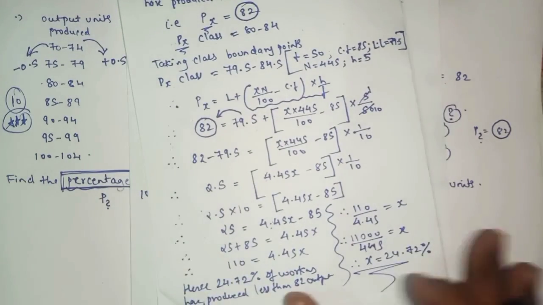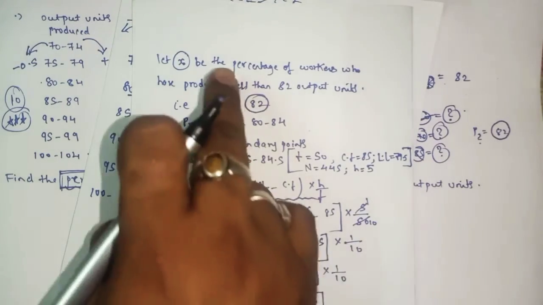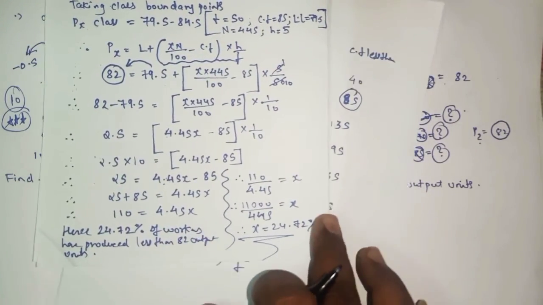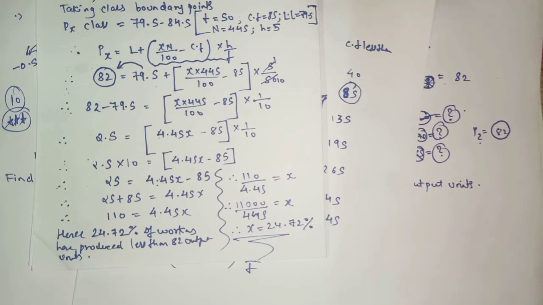Here the percentage was not given, so we took the percentage to be x. So here we got the final answer as x equals 24.72, and up to the second decimal place you have to take your answer. Okay, so we'll take one more sum.